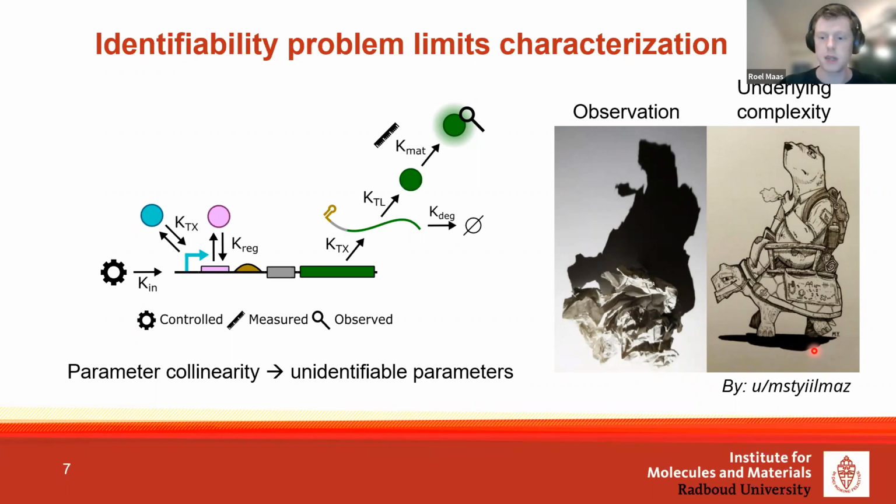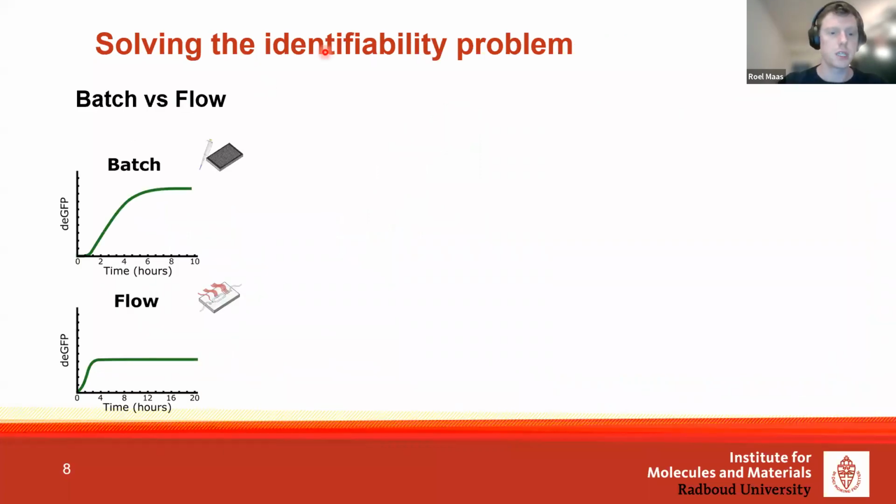So how can we then still improve the data quality without increasing the number of observations in the system? There are a couple of methods for this. And the first is going from a batch to a flow system, like I already said.